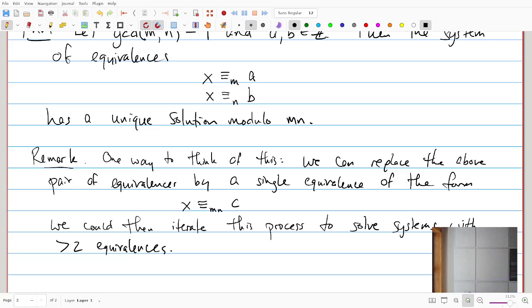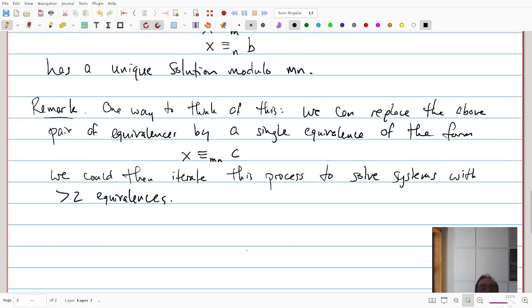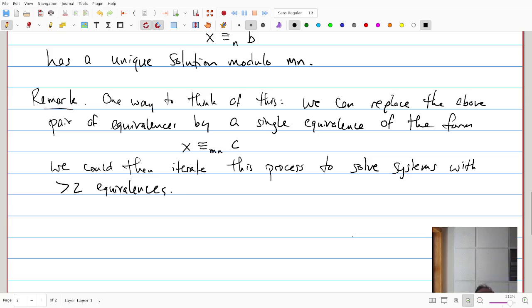Now, the theorem doesn't actually tell us how, it just says there exists a solution. It doesn't tell us what the solution is. There are ways to find it. So I guess I'm trying to decide.